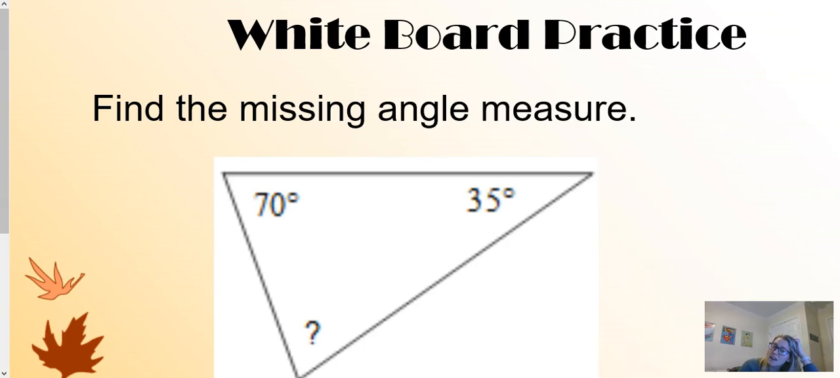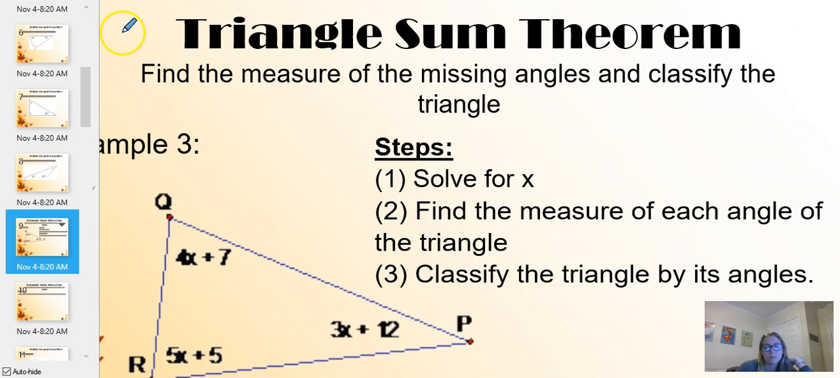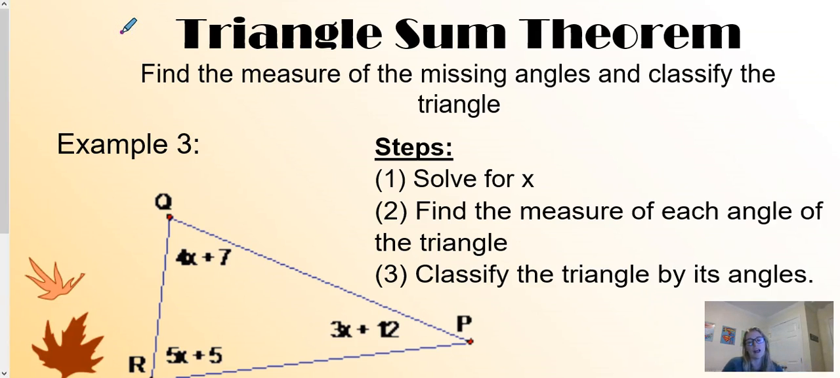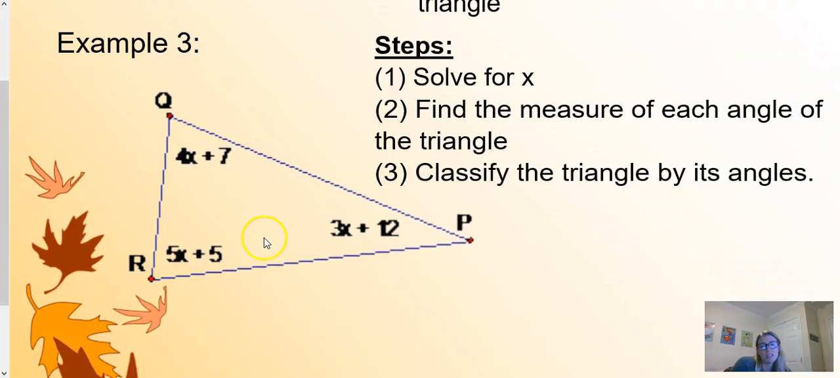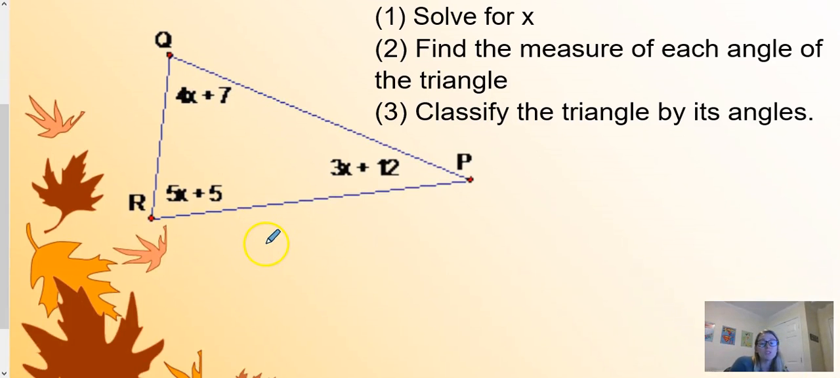Now let's step this up a bit, and we're going to see what happens when we involve X, and it's not just numbers that are in there. So we're going to find the measure of this triangle, and then we're going to classify the triangle based off of its angles. We're still going to follow the same property. All three angles added together are going to be 180 degrees.